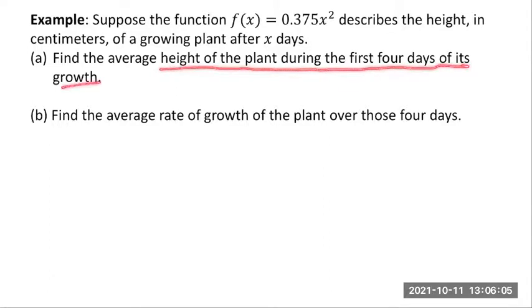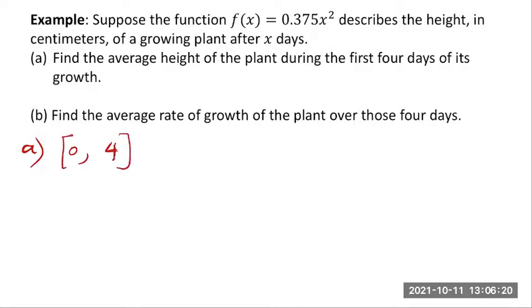Let's work on part A first before we read part B. When you say first 4 days, that means you are in the interval 0,4. You need to understand that. You are starting at 0. You count the height after it was planted, x days after. So you are on the interval 0,4 when you talk about the first 4 days of its growth. You need to realize that you are on the interval 0,4.